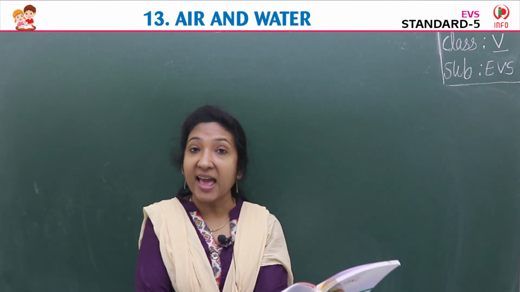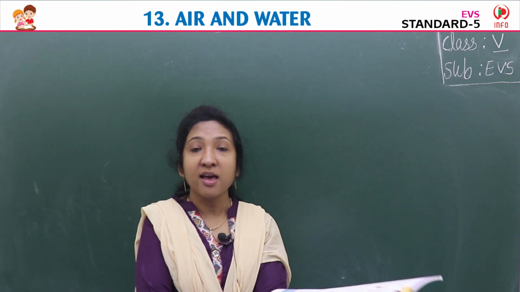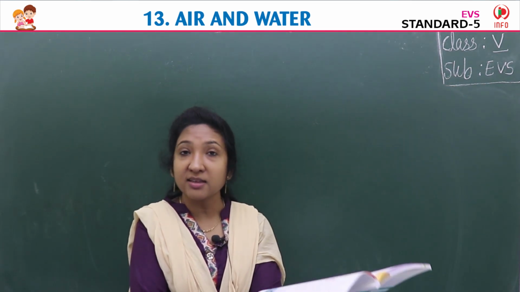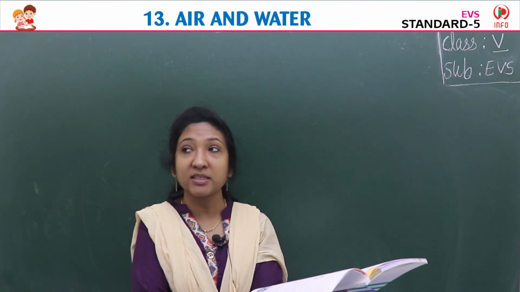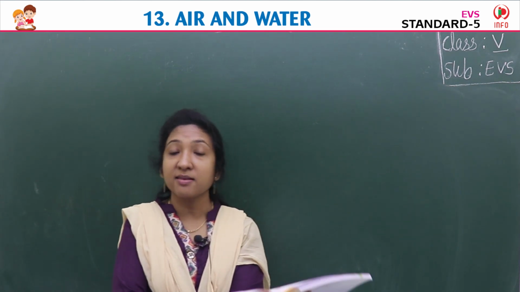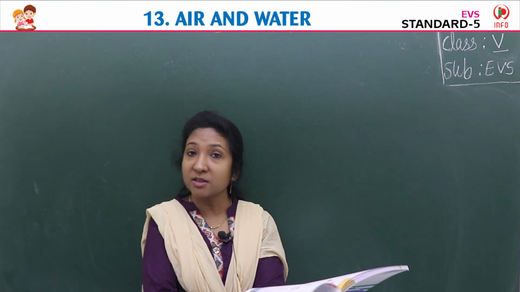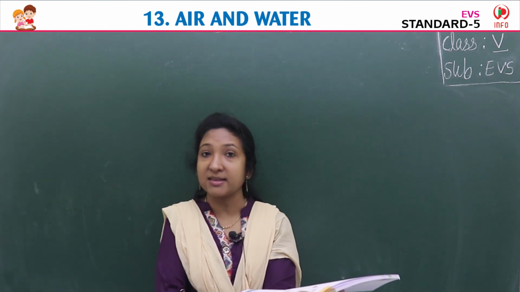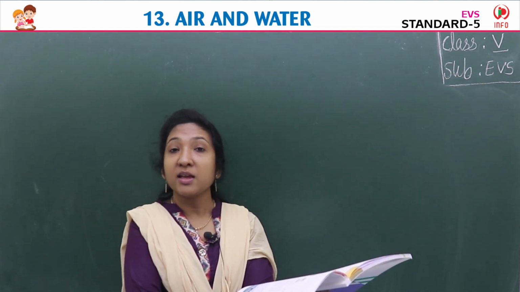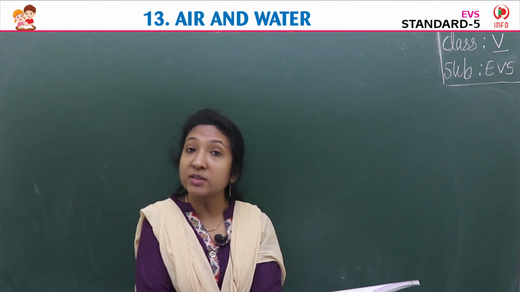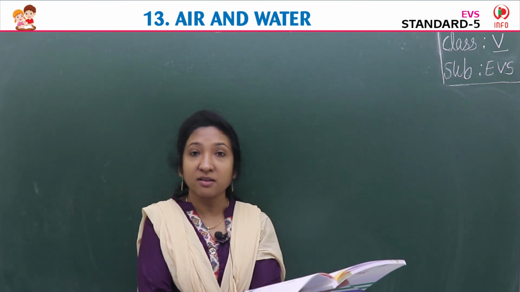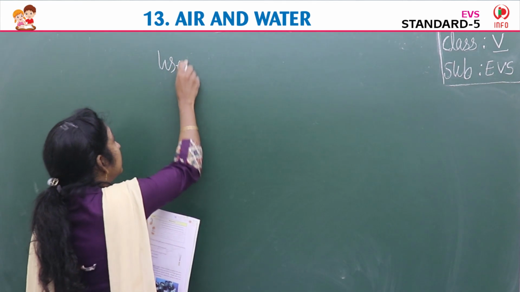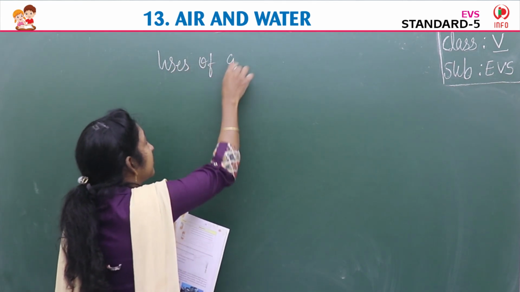We know which are the gases present in the air. We learned oxygen is present, nitrogen is present, other gases like argon are there, carbon dioxide is present, then water vapor and other gases are also there in the atmosphere in small amounts, isn't it? So we know that there are gases present in the atmosphere. Now let's learn the uses of these gases in the air. Uses of gases present in air.